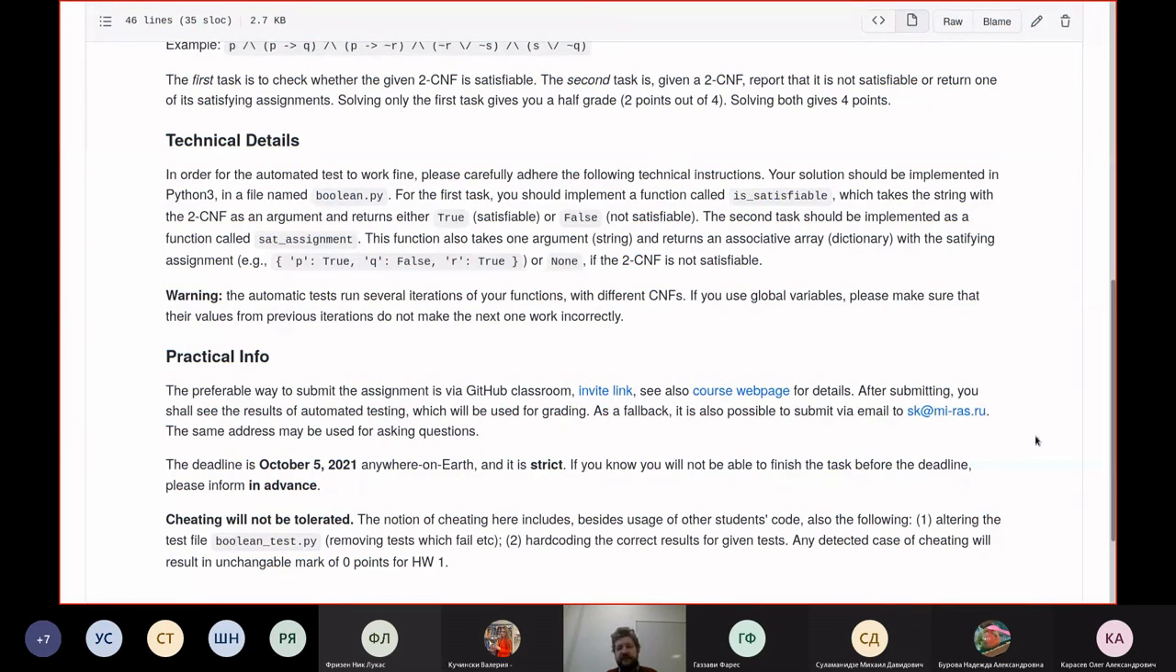Theoretically, the tests could fail just by time overflow. It could happen. I didn't put any formal limits because this could be tedious. But nevertheless, they could fail by timeout. But then you will have to write something faster.